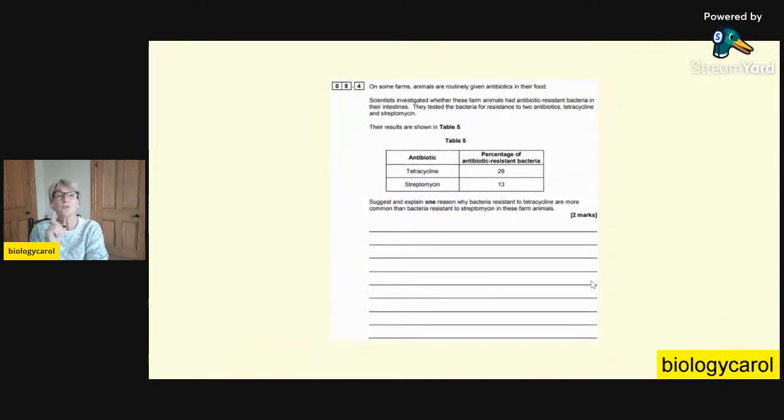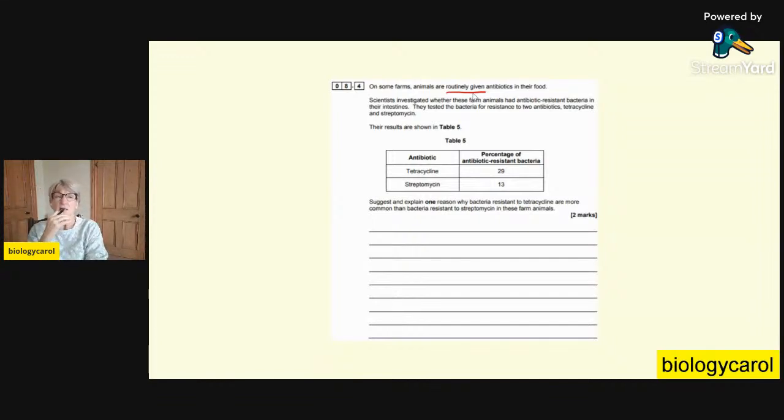8.4. On some farms, animals are routinely given antibiotics in their food. Scientists investigated whether these farm animals had antibiotic resistant bacteria in their intestines. They tested the bacteria for resistance to 2 antibiotics, tetracycline and streptomycin. Notice we're told they are routinely given antibiotics in their food. All right, they're just chucked in there with the feed stuff.